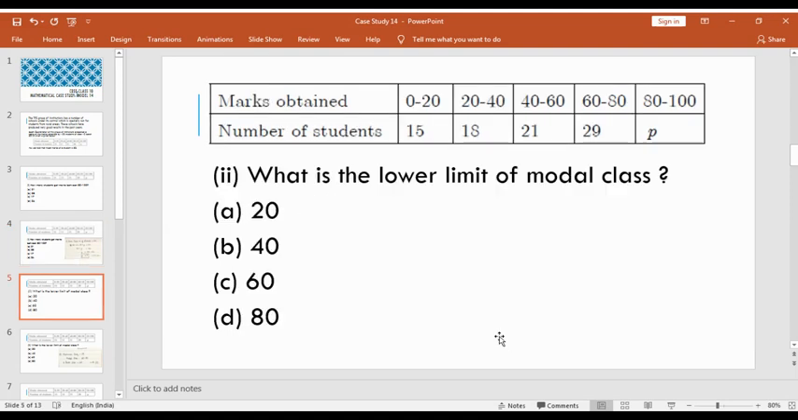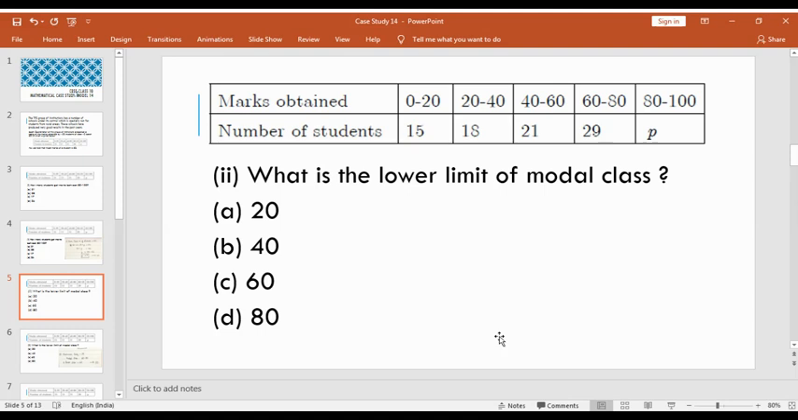Second subdivision, what is the lower limit of the modal class? As you know, there are three measures of central tendency, which is mean, median, and mode. So they are asking about the mode. So as you know, mode is the class which contains the highest frequency. So out of the number of students, which one is the bigger number? 15, 18, 21, 29, or whatever is P, 17, what you have found. So 29 is the highest.